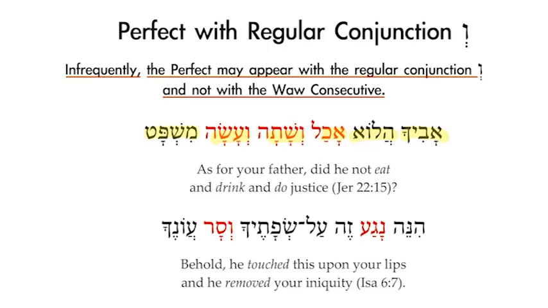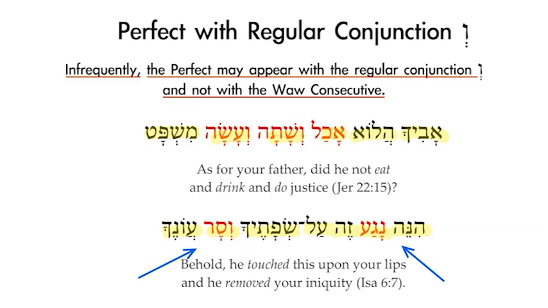In the second example, we have two parallel lines from Isaiah 6:7. Hene naga zeh al sefathecha wasar awonecha. Translated, behold, he touched this upon your lips, and he removed your iniquity. In this case, we have two poetic lines with two perfect verbs. And because they're related in terms of parallelism, we're going to translate them the same way.